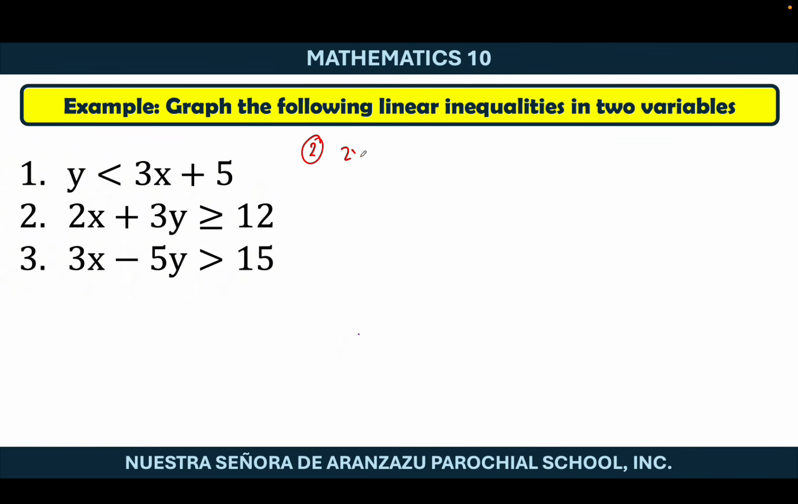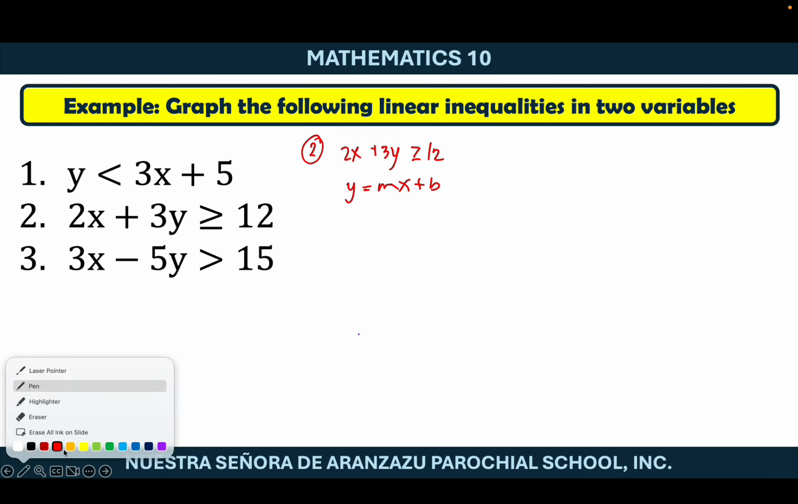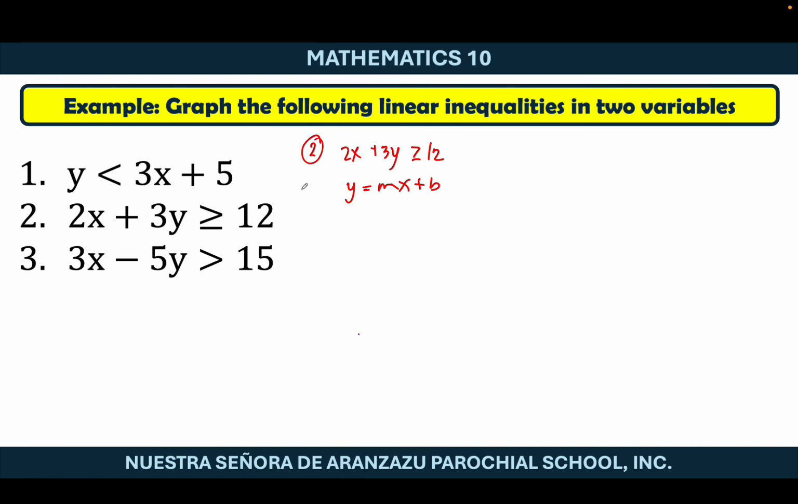Okay, we have 2x plus 3y greater than or equal to 12. So, as you can see, hindi pa siya nakasulat in a form of y is equal to mx plus b. So, dapat gagawin natin siyang ganito yung itsura niya. Paano natin gagawin yon? Okay, all we have to do, kailangan sa left side, y lang ang matira.